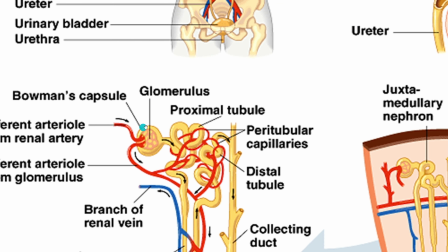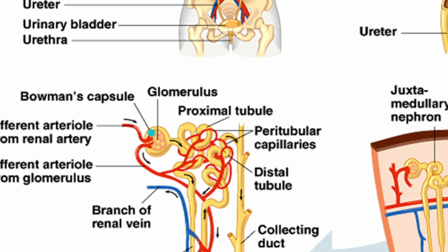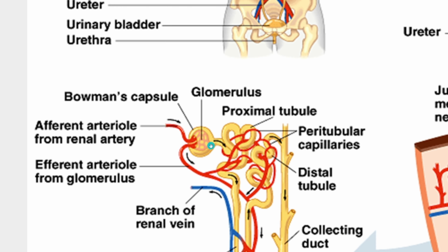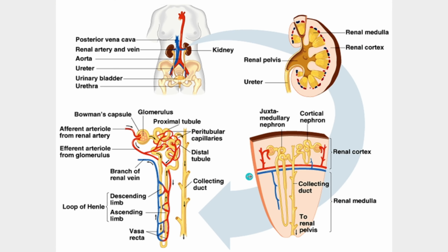Here. Bowman's capsule and glomerulus. Maybe some of you are confused. Bowman's capsule is actually part of the kidney, under the kidney part. But the glomerulus is the blood capillaries. So when they point out the blood capillaries part, it is the glomerulus. Bowman's capsule is the kidney part. This is what we call Bowman's capsule. So hopefully you guys are able to differentiate it.